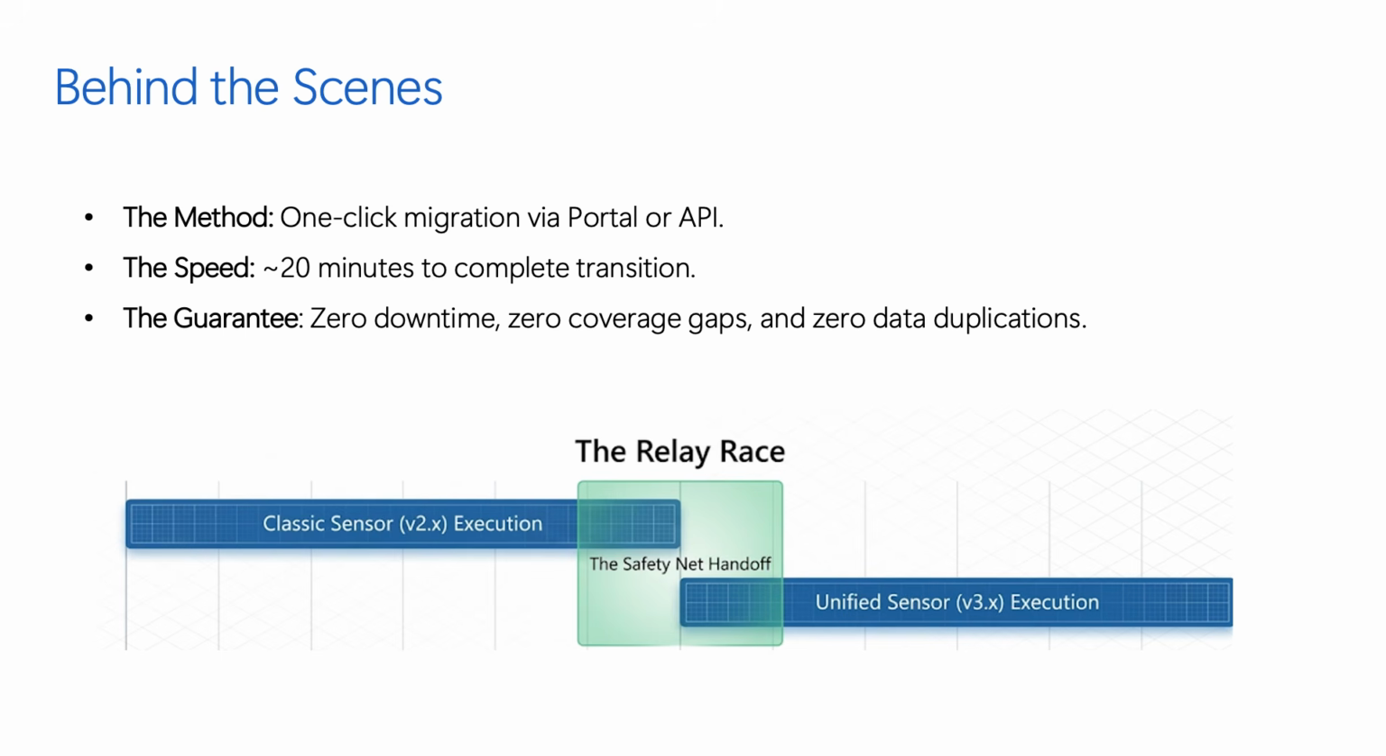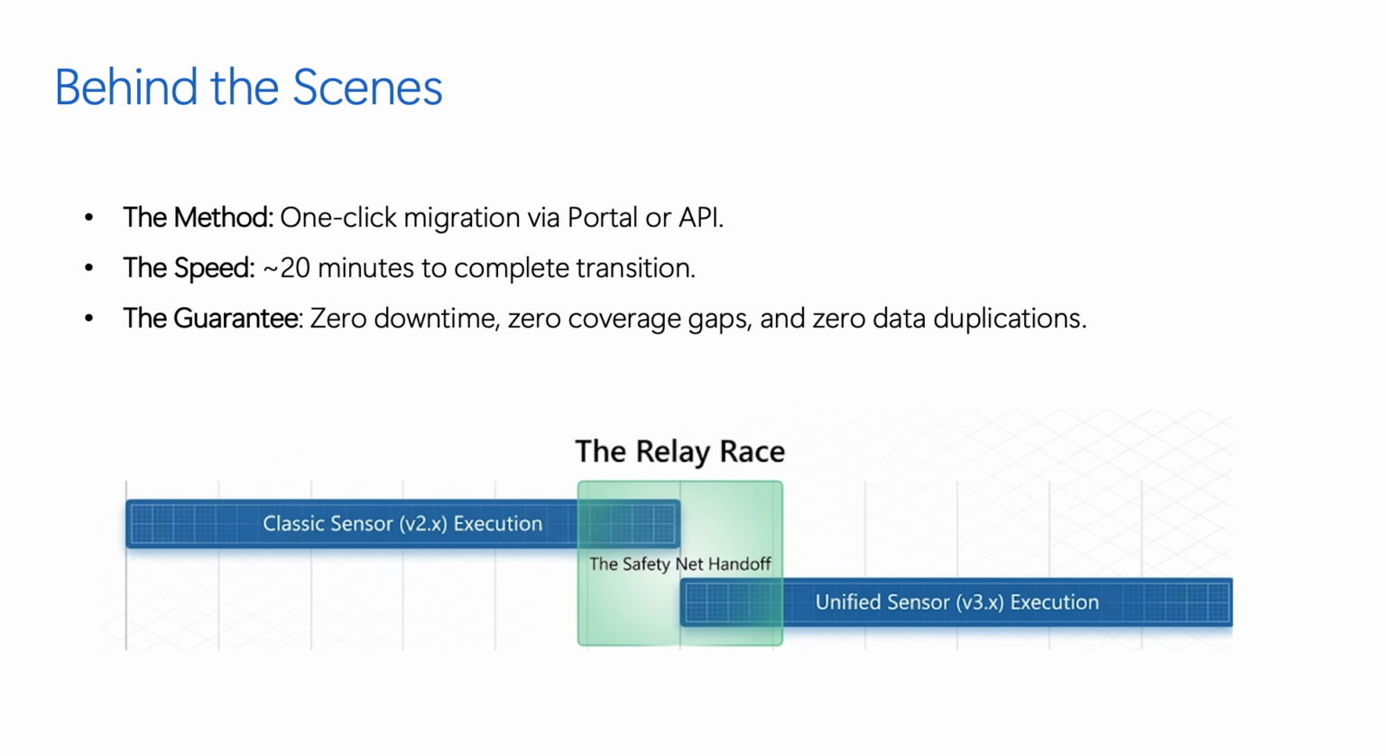Okay, cool. And then how does this look behind the scenes? So how does the migration work? Very similarly to the activation, it's only one click from the portal, and it can also be done from the API. The migration process takes about 20 minutes top until it completes the full transition from the V2 sensor to the V3 sensor.